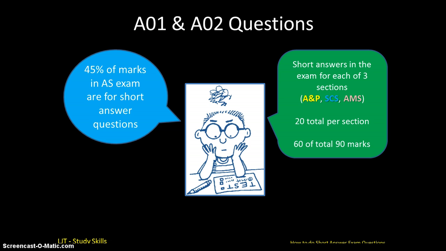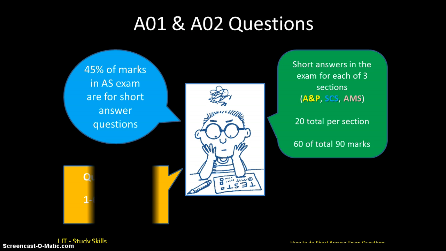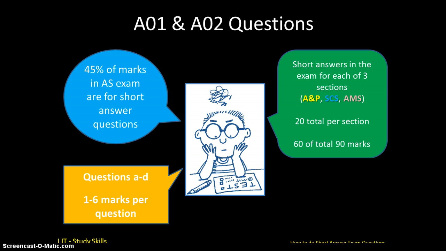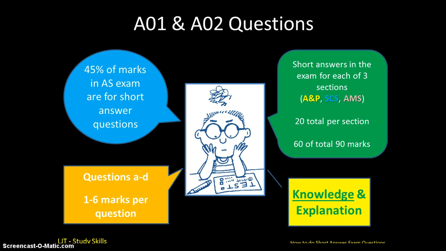In each of those three sections, the short answers are worth 20 marks, which gives a total of 60 marks out of 90 available for answering short answer questions. Really valuable, really important to then get your head around. And these questions typically have 5 questions, A, B, C, D, E, and these short answer questions make up the A to D questions, and they might range between 1 and 6 marks per question. Fundamentally, these AO1 or AO2 questions require you to show off your factual knowledge and to give some level of explanation.